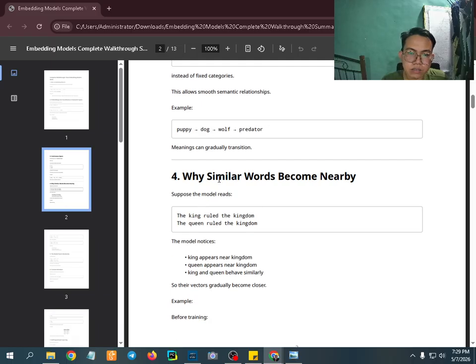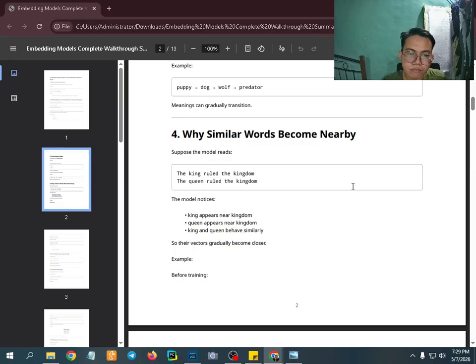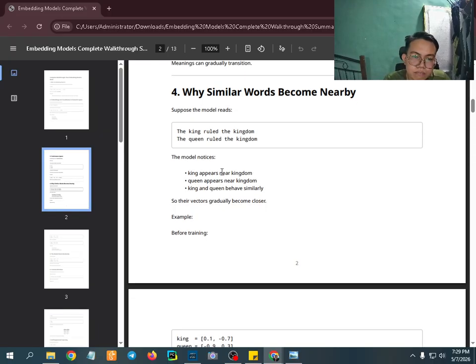So why do similar words become nearby? For example, the model reads "the king ruled the kingdom" and "the queen ruled the kingdom". The sentences come from data that we gather, like books. The model notices king appears near kingdom, queen appears near kingdom, so king and queen behave similarly. So the vectors gradually become closer.